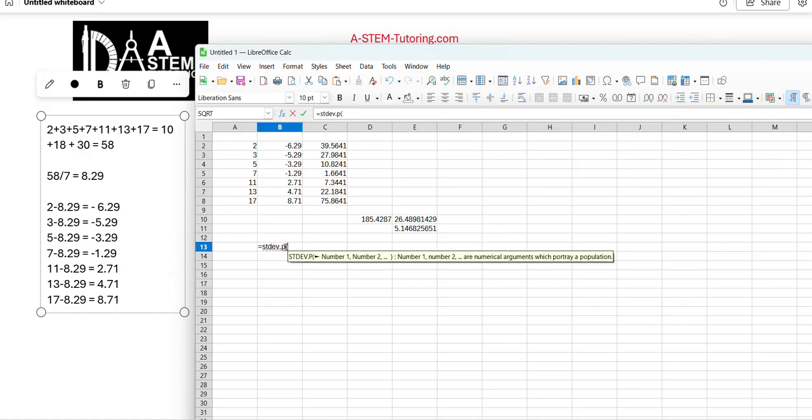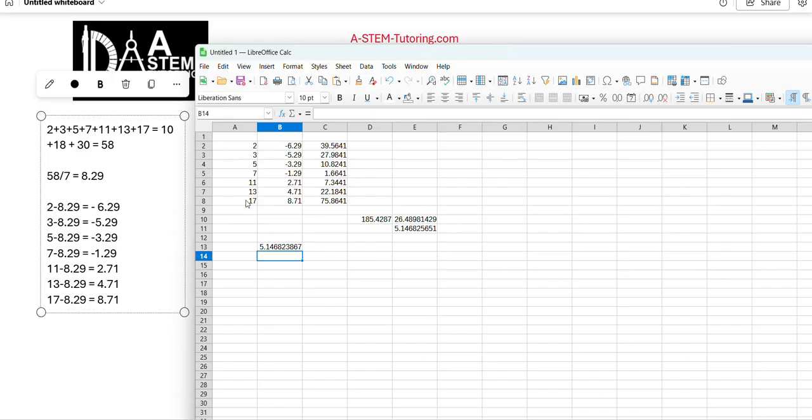population, because we assume that these 7 numbers constitute the entire population. If it was only a sample from a population, we would be using a different formula. And the spreadsheet formula agrees with what we calculated manually.